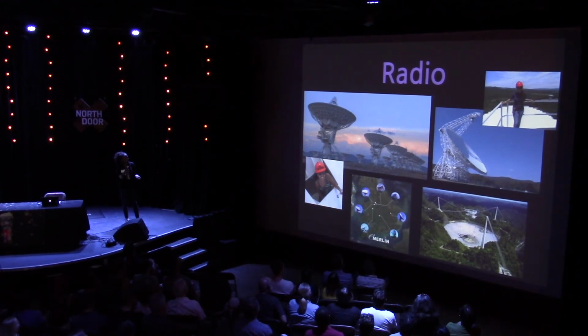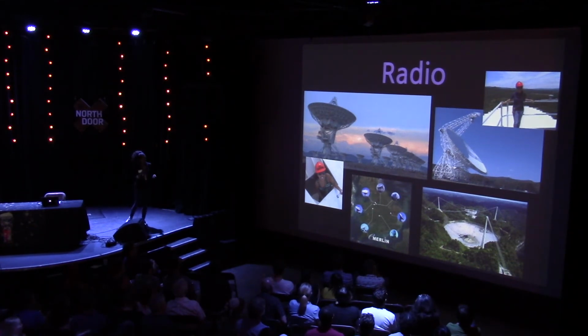And then I threw in e-MERLIN down here because this is actually the radio array that I use in my own research. It's got 7 radio dishes spread out through the UK. If you have a super long baseline like this, the more they're spread out, the better resolution you can get in your images. So anyway, that gives you an idea of what radio telescopes are like.